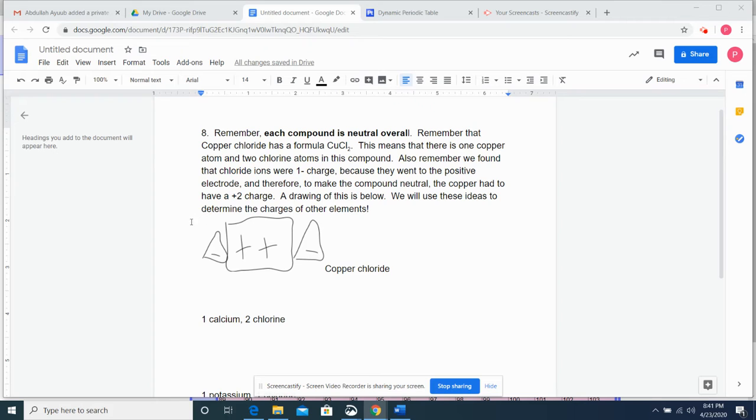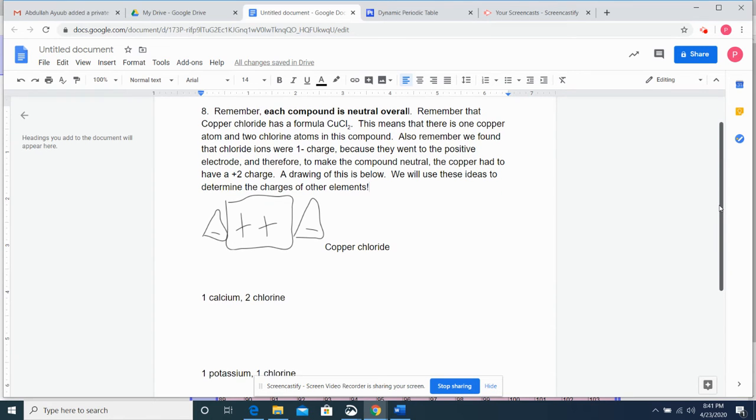So let's look at that. Remember, this is neutral overall. There's no overall charge. The chlorides have minus charges, or -1, but the copper, to balance that out, has +2 charges. And so overall, this is neutral. That's going to allow us to figure out the charges on every other compound that we see on the periodic chart, or at least help us.